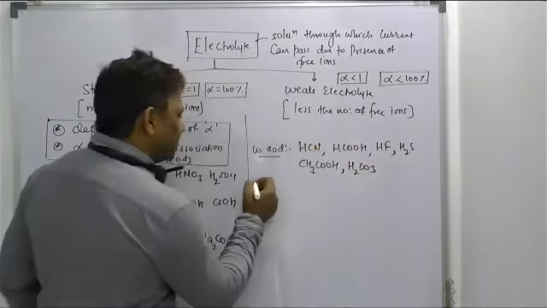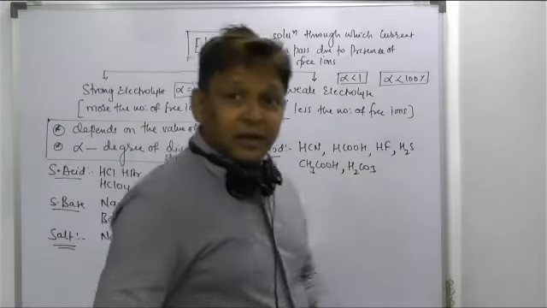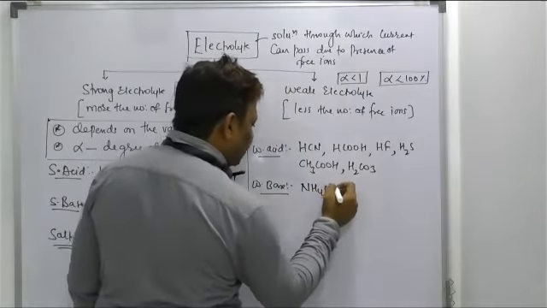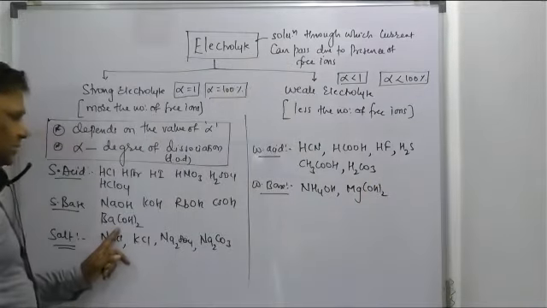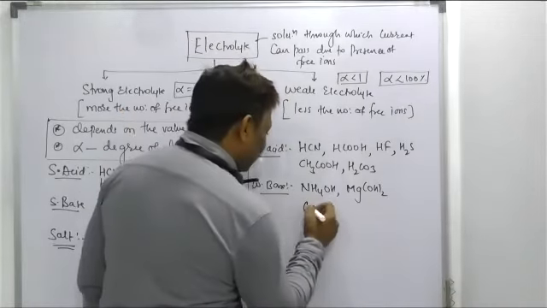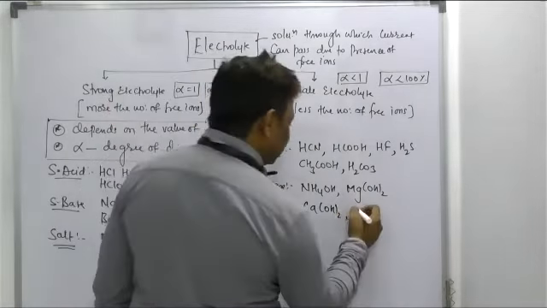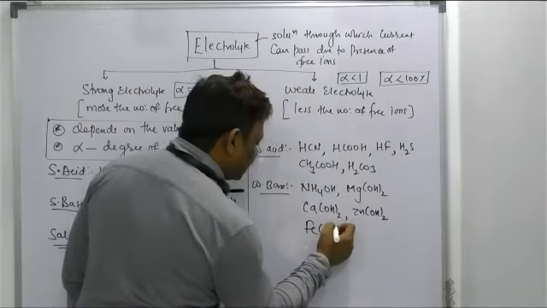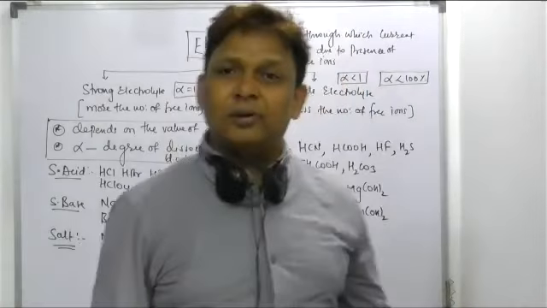That means weak bases must be there. Yes, sir, beta, weak bases must be there. What are the weak bases, beta? NH4OH, frequently used. NH4OH, weak base. Beta, magnesium hydroxide, weak base. Barium hydroxide, strong base; magnesium hydroxide, weak base. Calcium hydroxide, weak base. Zinc hydroxide, weak base. Iron hydroxide, weak base. But salt will act as what? Strong electrolyte, alpha value equal to 1.